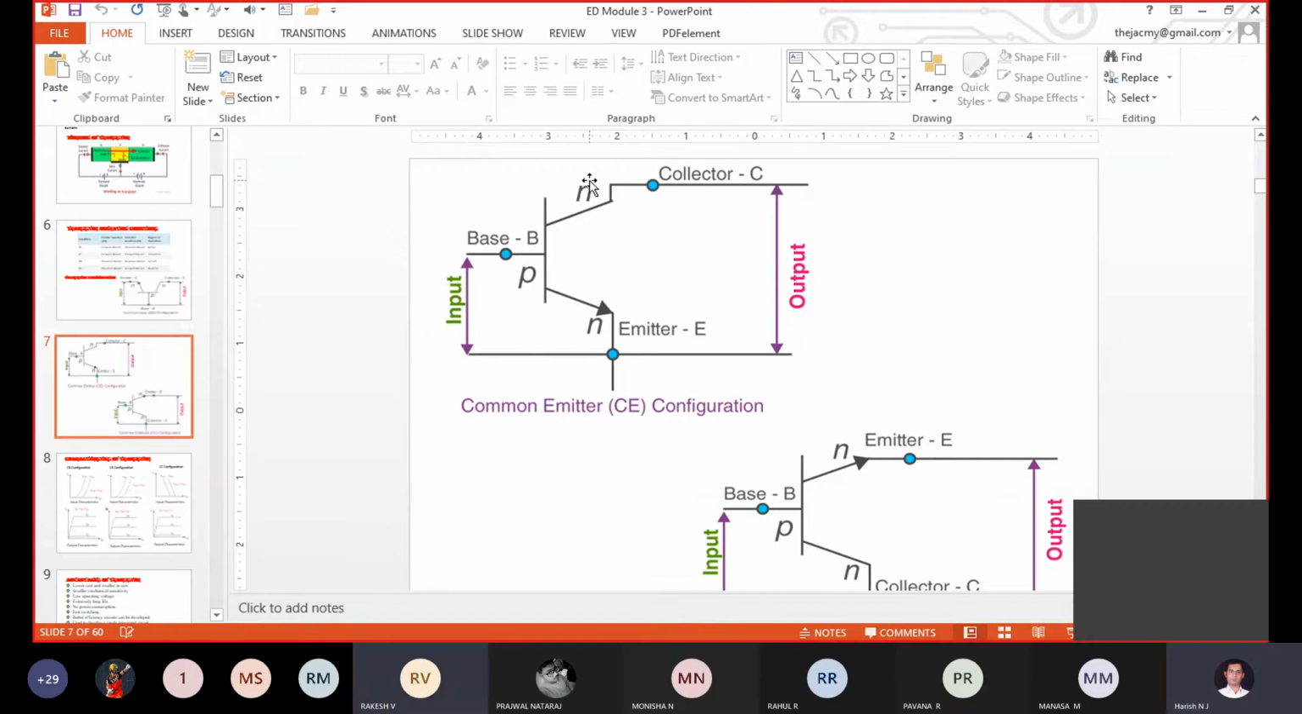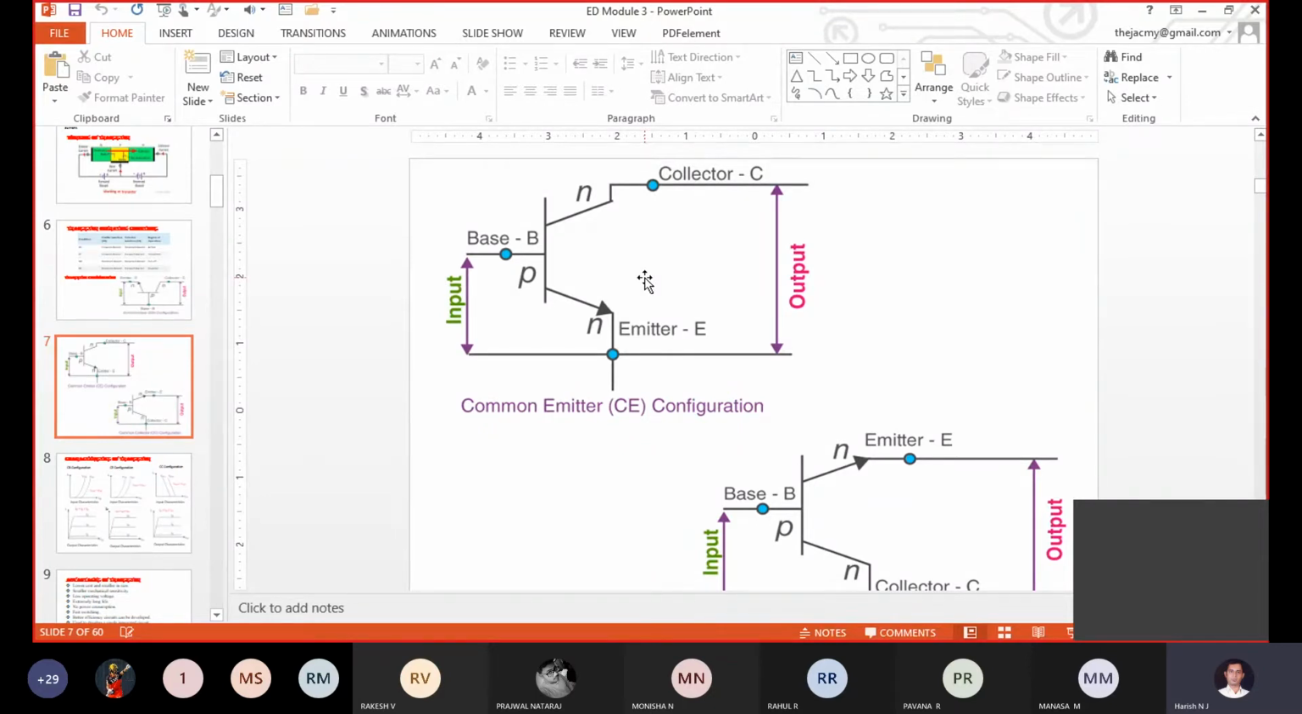Just check it out here. Output current is the collector. So obviously in this case, if you want to calculate the gain, that means output divided by input, correct? Output current is IC, input current is IB. IC divided by IB gives the current amplification factor, that is what we call beta, correct? So in such a way we are going to define alpha and beta, correct?